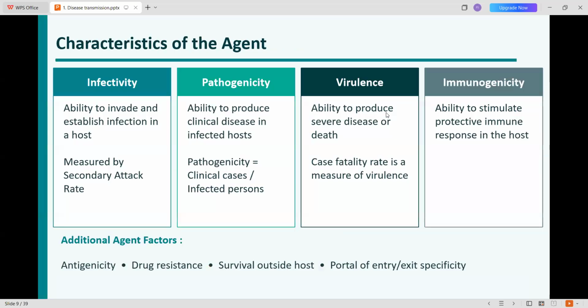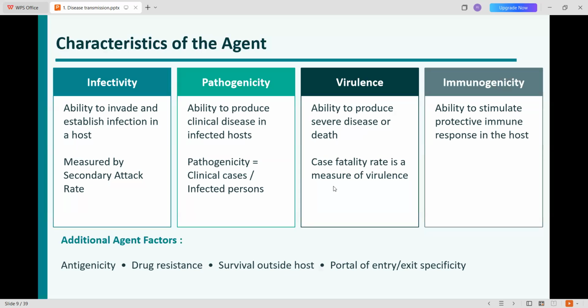Next, the characteristics of the agent, which are infectivity, the ability to invade and establish infection in a host, which can be measured by the secondary attack rate. Pathogenicity, the ability to produce clinical disease in an infected host. Pathogenicity is equal to clinical cases divided by infected persons. Virulence is the ability to produce severe disease or death.